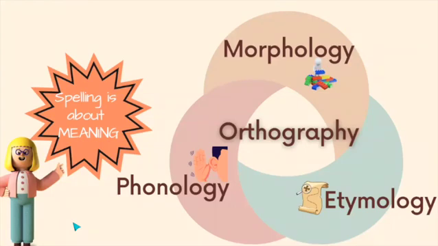So orthography, the study of English spelling, is composed of morphology, which are words and their parts and how they're put together; phonology, that grapheme-phoneme correspondence, the sounds that we hear in words; and etymology, which is the story or the history of the word and where that word spelling may have come from.